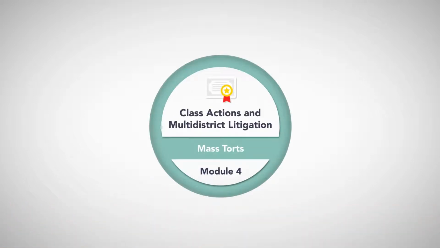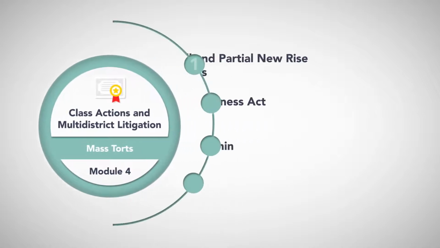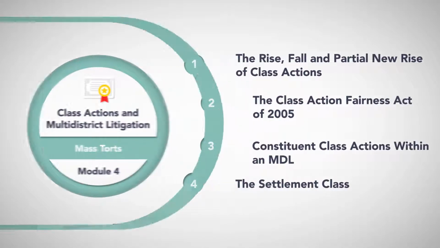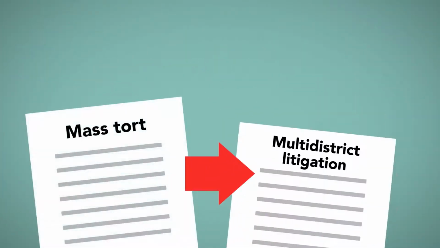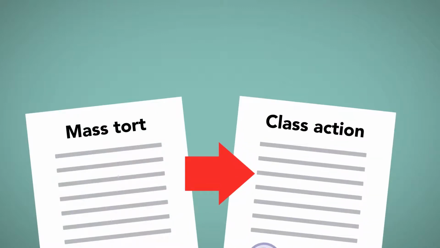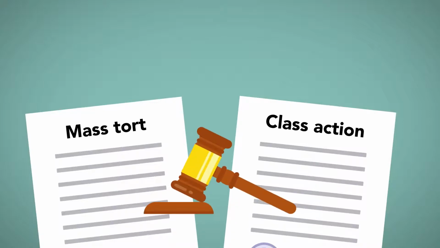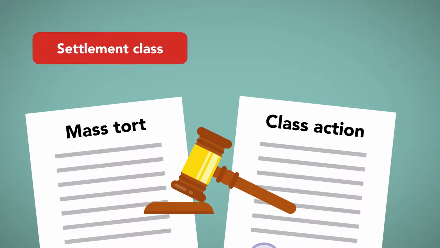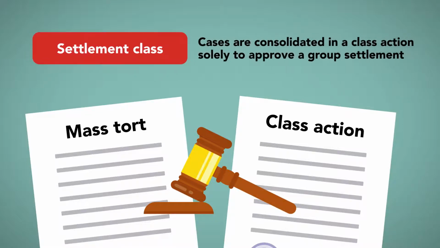Module 4. Interplay between class actions with multi-district litigation. Although most mass tort actions are aggregated through multi-district litigation procedures rather than class action lawsuits, there are still many ways in which class actions and the tools developed by class actions can be used to help resolve mass tort cases. Most importantly, the settlement class, in which cases are consolidated in a class action solely to approve a group settlement, has undergone a revival in recent years.